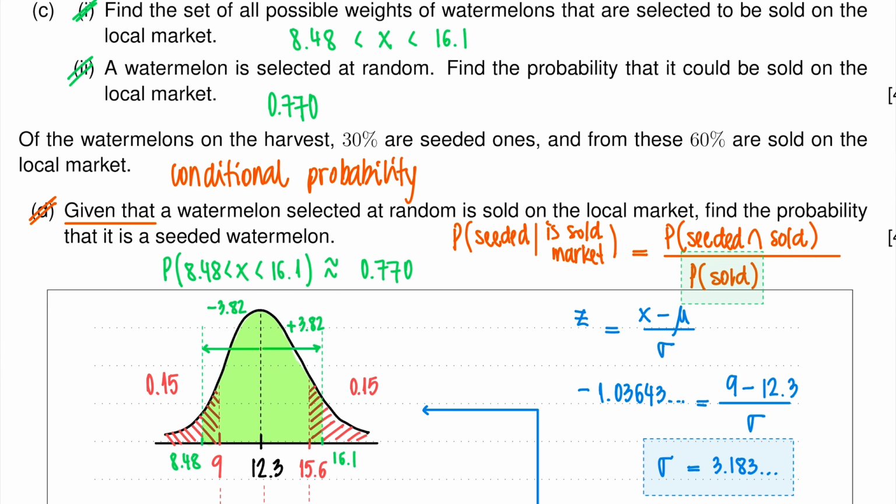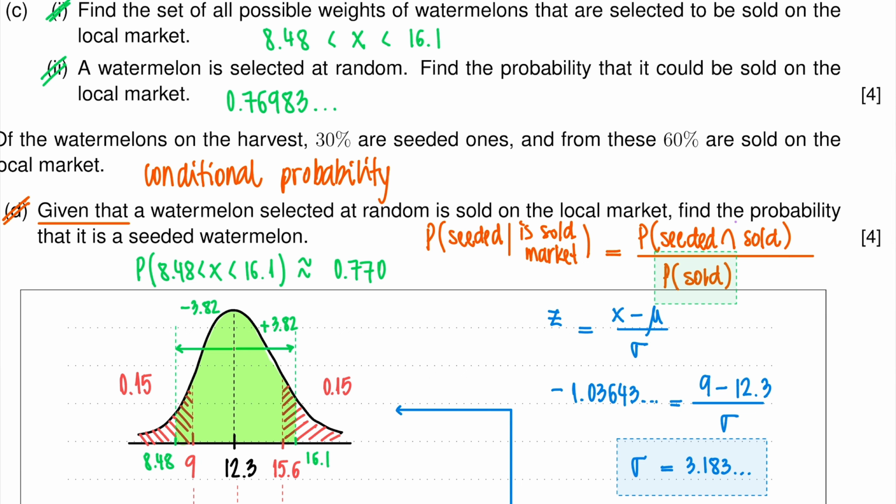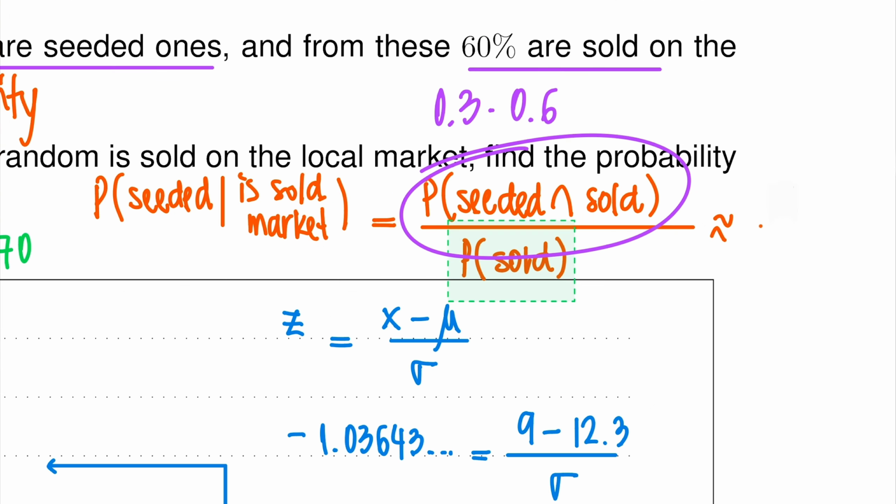0.770. However, when addressing this question, you cannot round just yet. You need to use 0.769... And what is the probability that it's seeded and sold? Well, 30% of them are seeded, and from these, 60% are sold. Therefore, the numerator is 0.3 times 0.6. When you divide 0.3 times 0.6 by 0.769..., you get, rounded to 3 SF, 0.234. And that's it for this question.